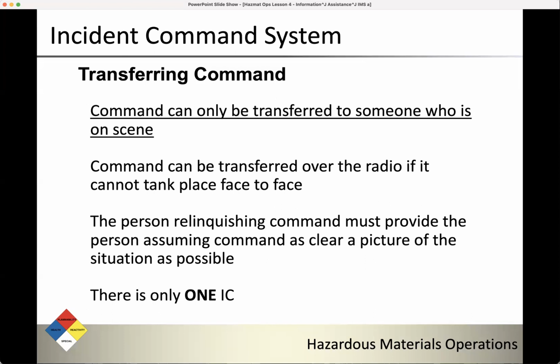You cannot have a fire incident commander, an EMS incident commander, a police incident commander, a tanker trucking company incident commander, or EPA incident commander. You can't have a person from the mayor's office incident commander or street department incident commander. There is only one.